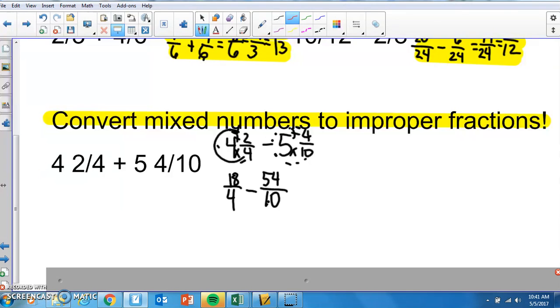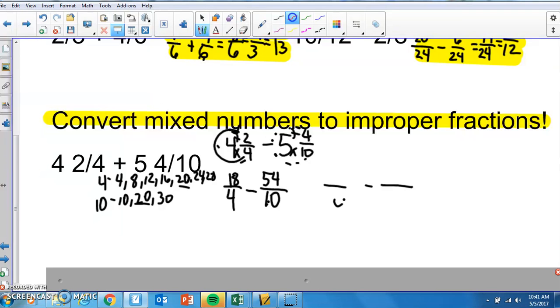Okay, so we do not have common denominators, so I've got to find a common denominator between 4 and 10. And again, if you're not sure what they are, all you have to do is just list them. 4, 8, 12, 16, 20, 24, 28. I think you can look at it and see that it's going to be 20. So my common denominator is going to be 20. 4 times 5 is 20. So I multiply 18 times 5. 18 times 5, do the math, you're going to get 90.